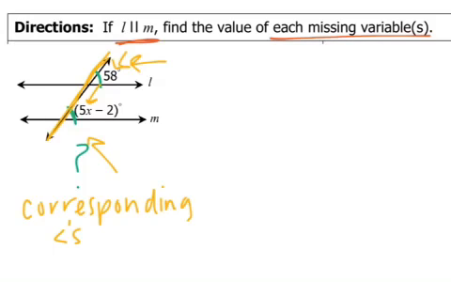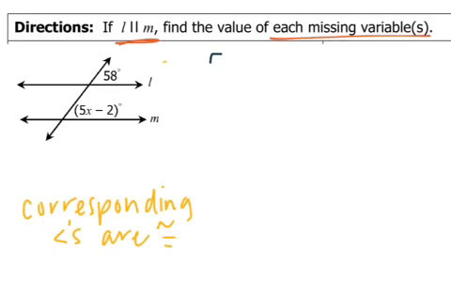And then what do we know about corresponding angles? Corresponding angles are congruent. So if I know that angles are congruent, then we know that their measures are equal by the definition of congruence. So we're going to set these two equal. So we can say 58 equals 5x minus 2, because these angles here and here are corresponding, so they're congruent, so their angle measures are equal.